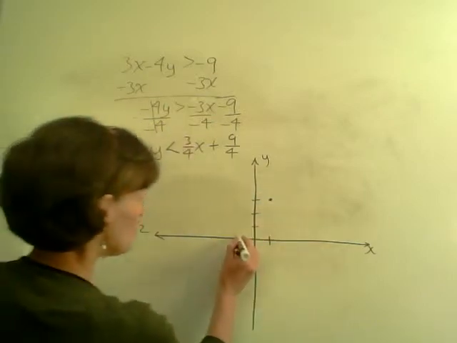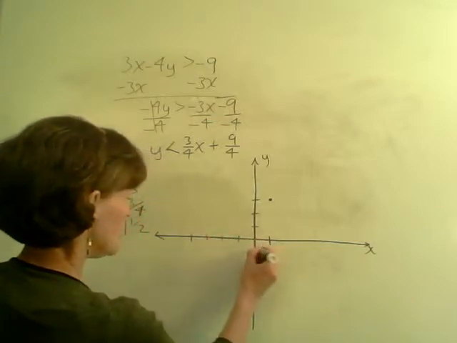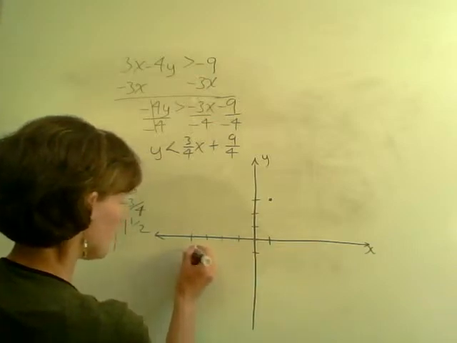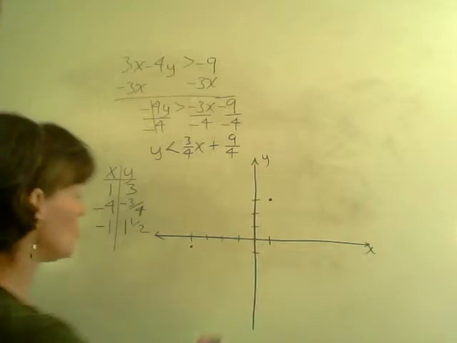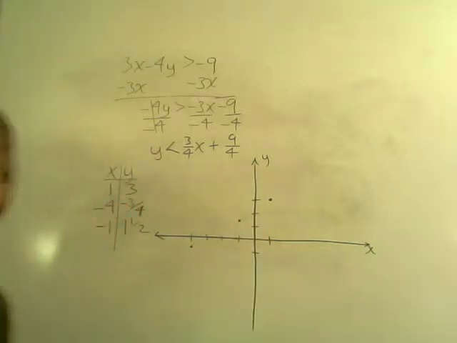1, 1, 2, 3. Negative 4, negative 3/4, 1, 2, 3, 4. And then negative 3/4 is not quite at negative 1, so maybe about right there. And then negative 1, 1 1/2. All right, so here are my points.